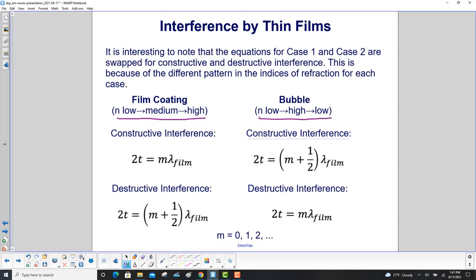And here's our equations. Constructive interference for film coating, constructive for the bubble. Destructive for film, destructive for bubble, and m ranges from 0, 1, 2, 3, etc.